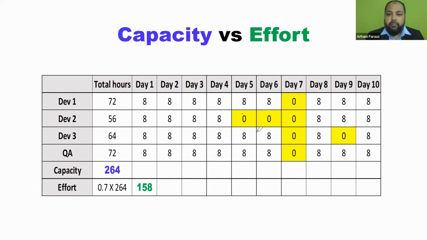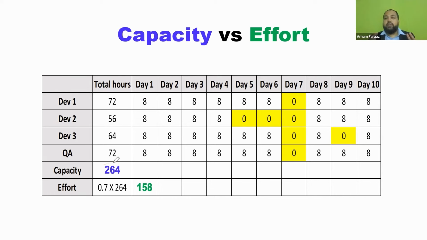So like one person is off on 2 days, one person is off over here, and then there's a public holiday. So you see how days are lost. Now 320 has become like 264. That's the capacity. Now, should I take work equal to 264 hours?